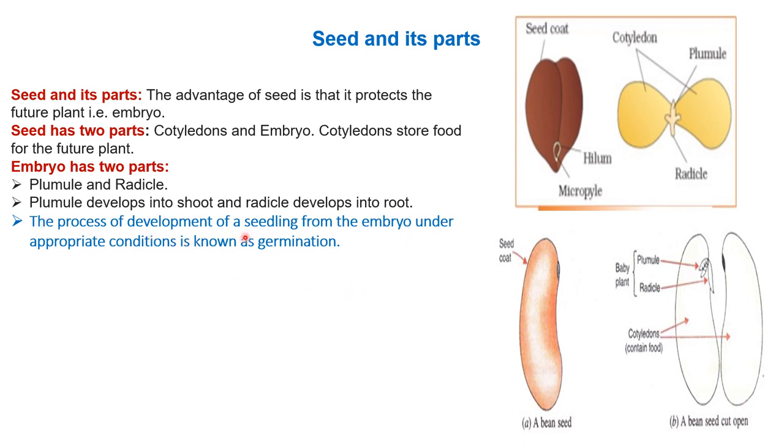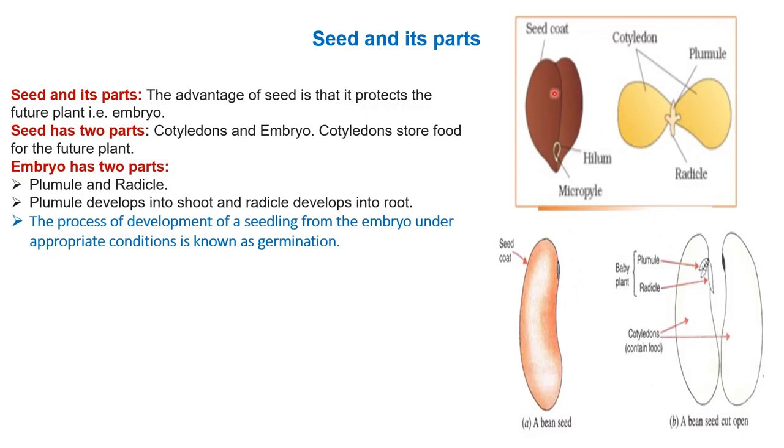In the process of development of a seedling from the embryo under appropriate conditions, what are the appropriate conditions? The appropriate conditions are sunlight, warm temperature, and humidity or moisture, right? If a seed gets water, sunlight, and proper temperature, it can grow, right? This process of development of a seed into a seedling is known as germination. Now let's see the different parts of seeds.